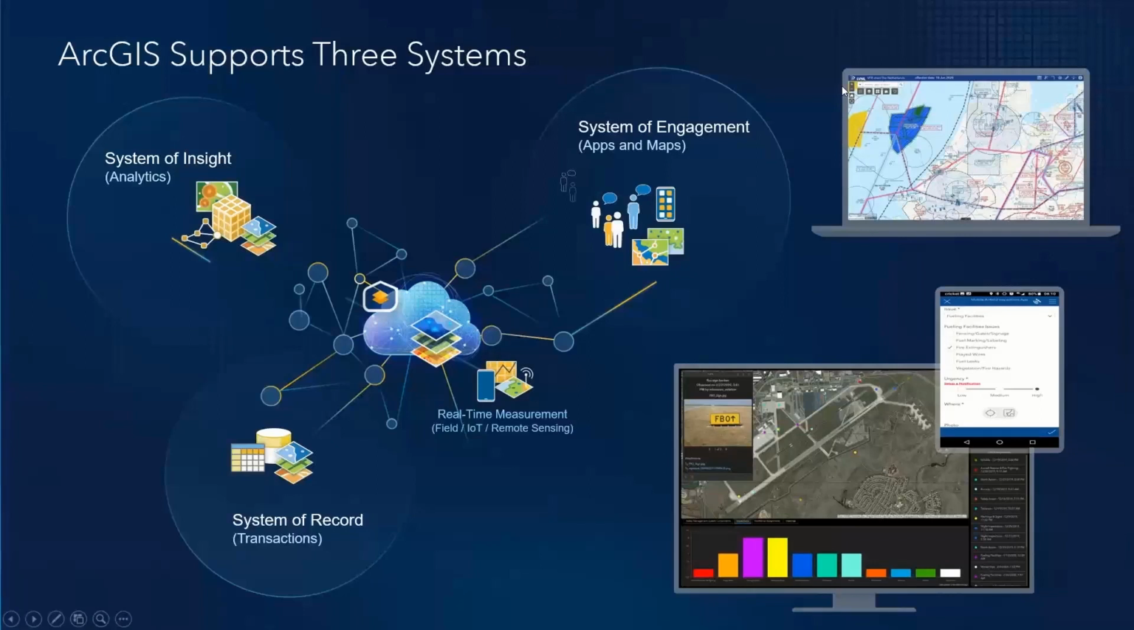And then that final piece is that system of engagement. These are the apps and maps that connect our users to all of that information, both to the system of record as well as to that system of insight. This is the system that we're most interested in today. So how can we create that system of engagement through apps that are easily configured and deployed? Perhaps even taking it a step further through customization using the JavaScript API, and we'll see an example of that today as well.